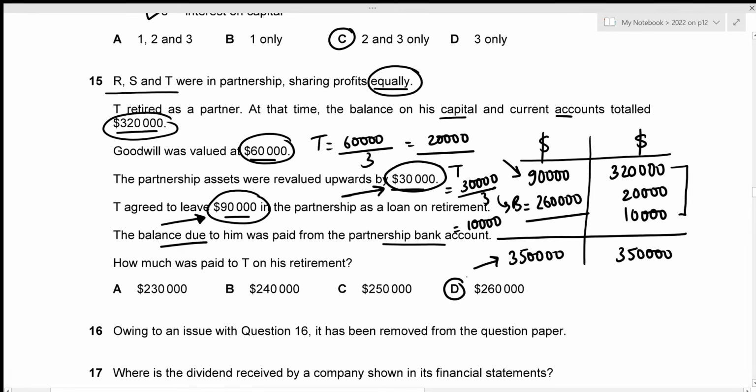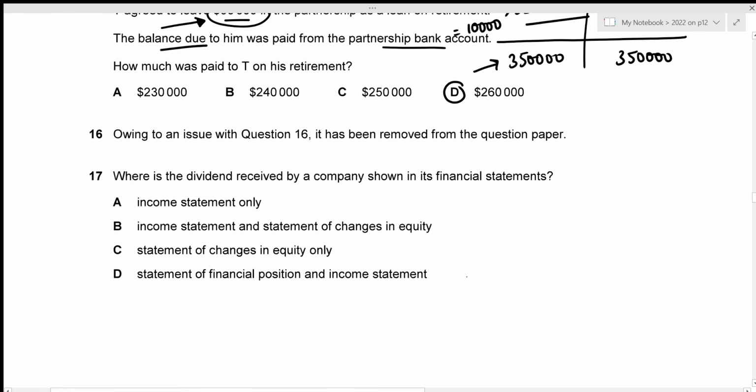We can now move towards question number 16. So question number 16 has been removed from the question paper, which means that now we'll be moving towards question number 17. Where is the dividend received by a company shown in its financial statements?